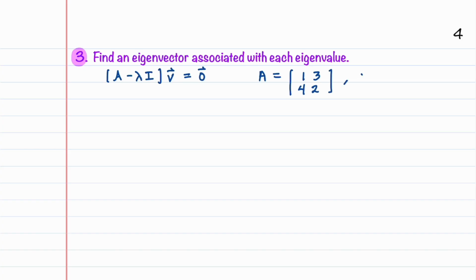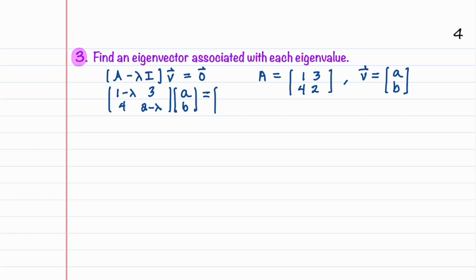And I am going to let vector V, just to make things easy, be equal to AB. Let's go ahead and set this up in general. We have A minus lambda I, so this is going to be 1 minus lambda, 3, 4, 2 minus lambda. You're just subtracting off lambda from the main diagonal entries. And then our vector V is AB, and it's going to be equal to the 0 vector.